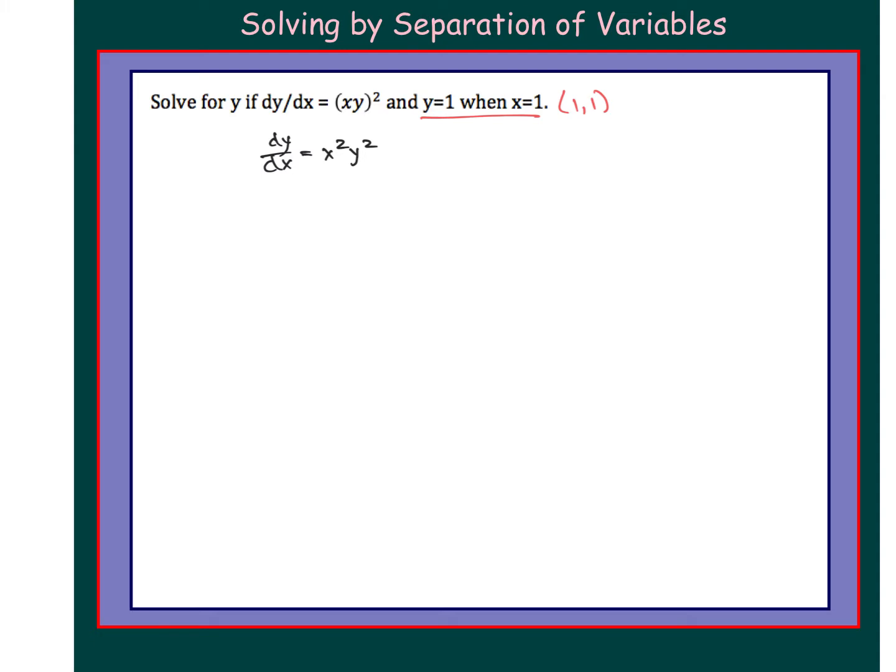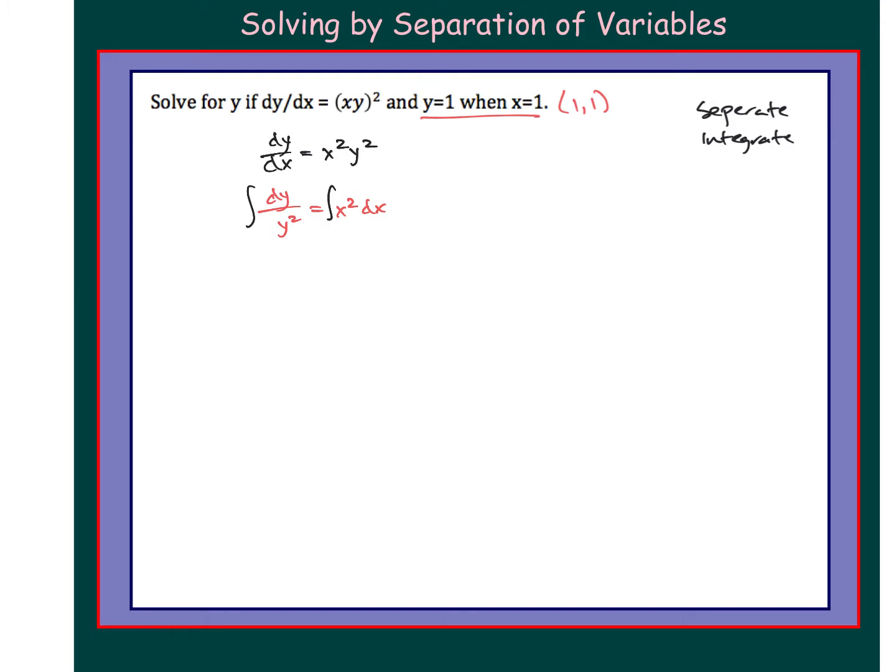Divide by what? y squared, and multiply by dx. So now I end up having dy over y squared is equal to x squared dx. If we don't get that first step right, we're going to miss everything else. So my first step was separate. My next step is integrate.